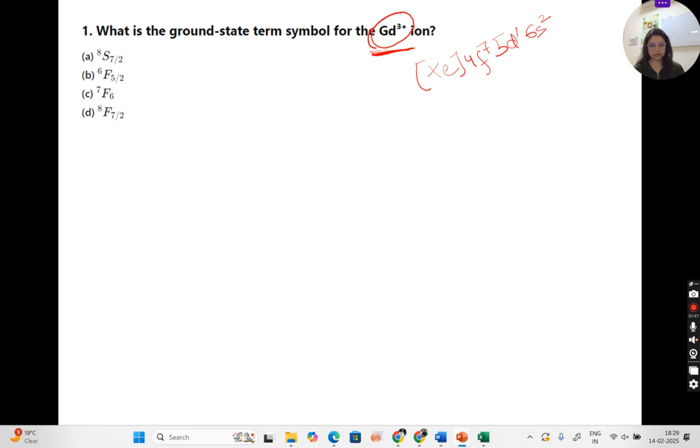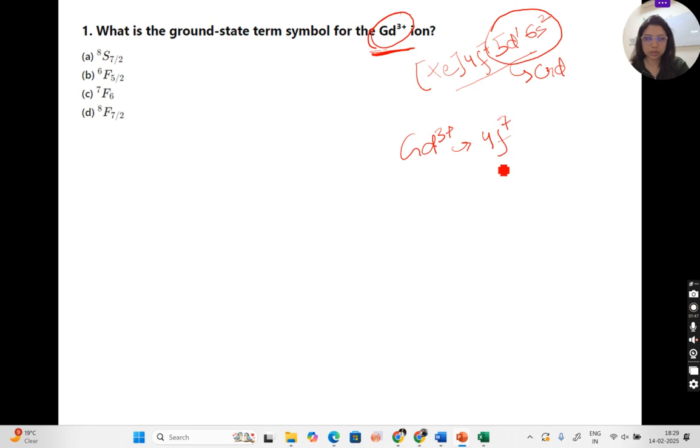Okay, someone has answered it as A. So let us start with the solution. This is the electronic configuration of the Gd atom, but as we are talking about Gd3+, these electrons will be removed in this case, and hence it is only left with 4f7. So we will only consider these 4f7 for this.